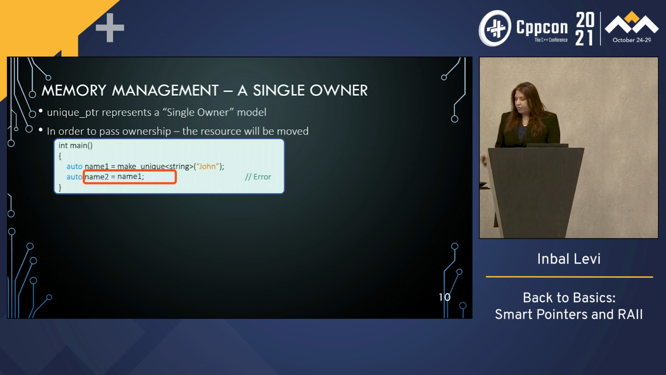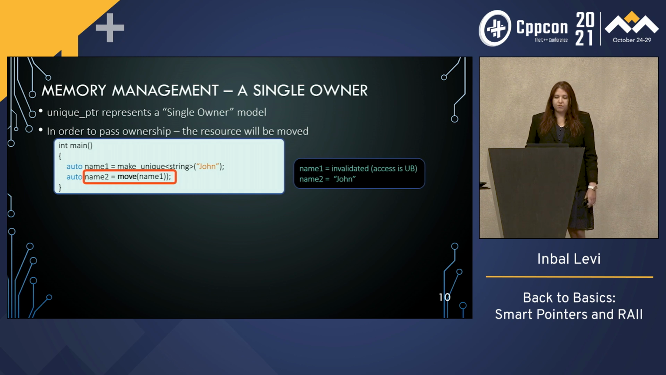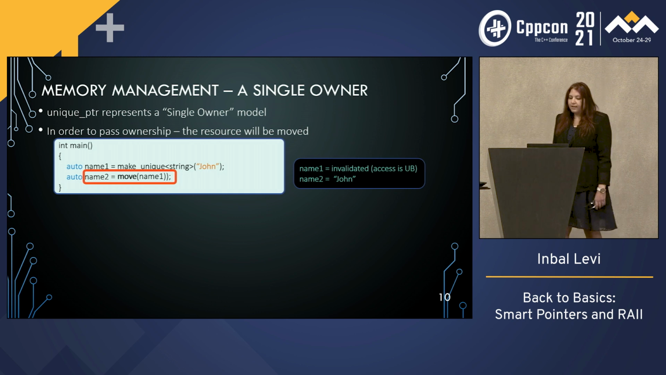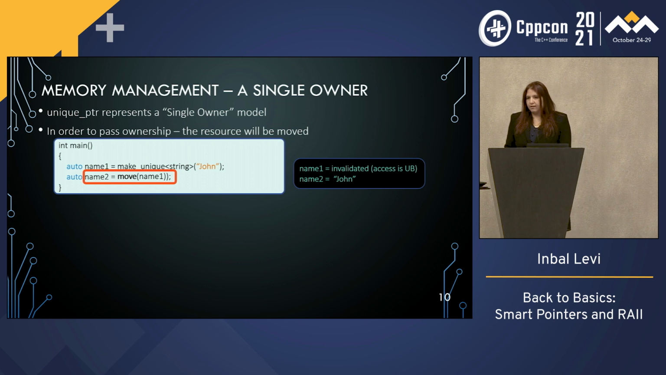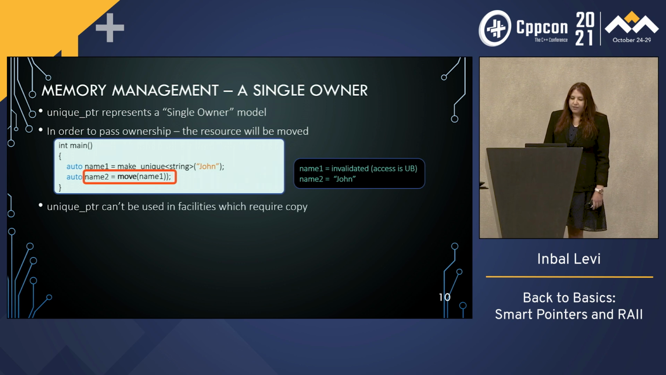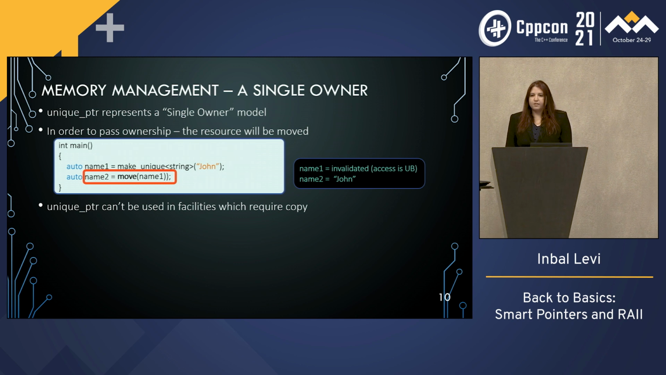And of course, we will get an error if we try to take the resource of name one. So what we need to do is to move the resource out of name one. And that leaves name one in an invalidated state. Now, I haven't written here, for example, empty string or null pointer, because this is an implementation detail. And accessing that is undefined behavior. So you should really make sure that you don't try to access things that you have given up ownership of.